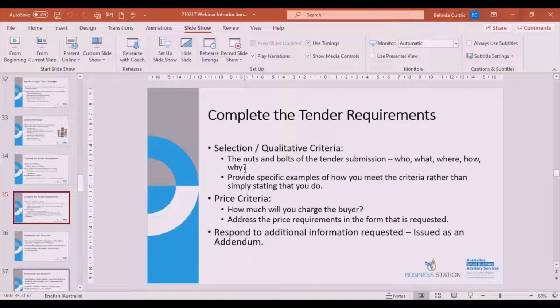I've been in situations where they've extended the deadline by a week or so, so they've released an addendum advising you of that. So it's very important that you do read that information, because it could impact how you respond to the tender and also how you're going to price the tender as well.